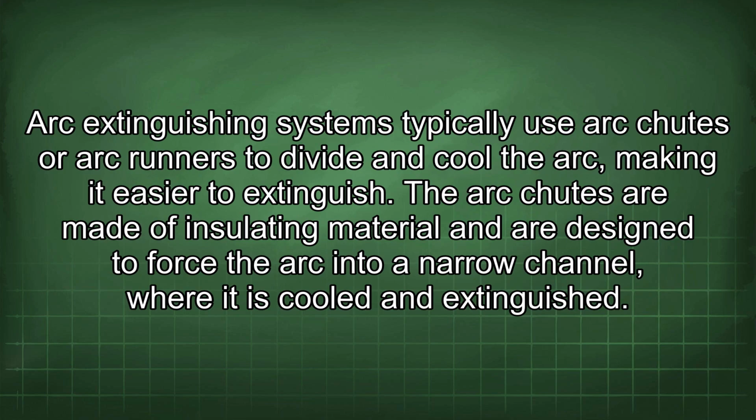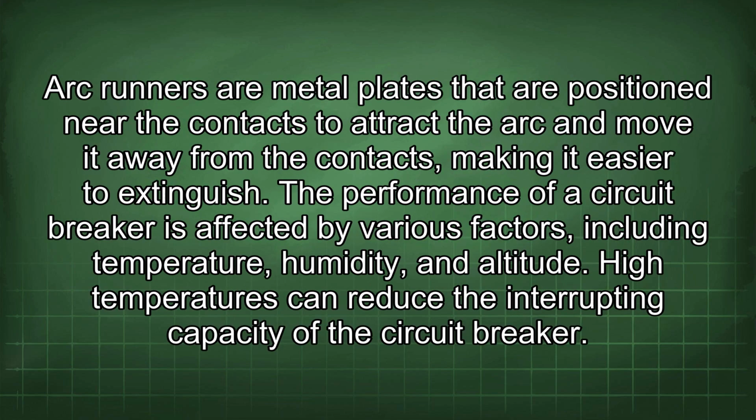Arc extinguishing systems typically use arc chutes or arc runners to divide and cool the arc, making it easier to extinguish. The arc chutes are made of insulating material and are designed to force the arc into a narrow channel where it is cooled and extinguished. Arc runners are metal plates that are positioned near the contacts to attract the arc and move it away from the contacts, making it easier to extinguish.